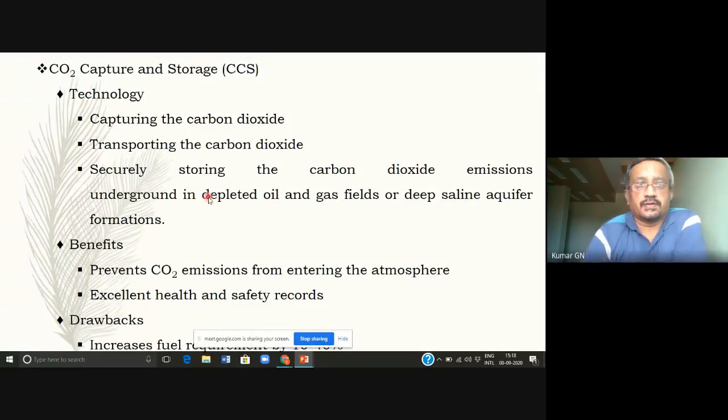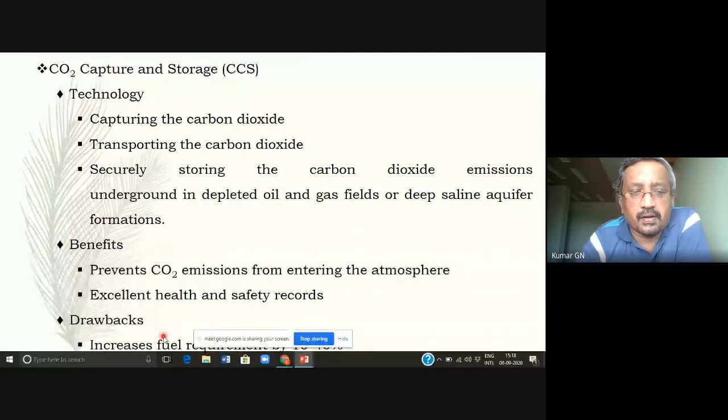Okay, so you can see capturing of carbon dioxide, transportation of carbon dioxide, and storing it underground in depleted oil and gas fields, or deep saline aquifer formations. Whatever carbon dioxide is captured, we can send it back to the earth, or we can store it there, and that will be converted into maybe fossil fuels at a later stage. But the only thing is, when we bury it in the earth, again there will be a drawback.